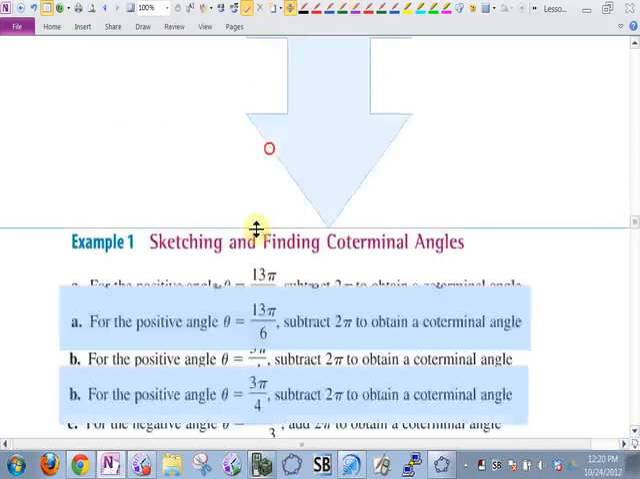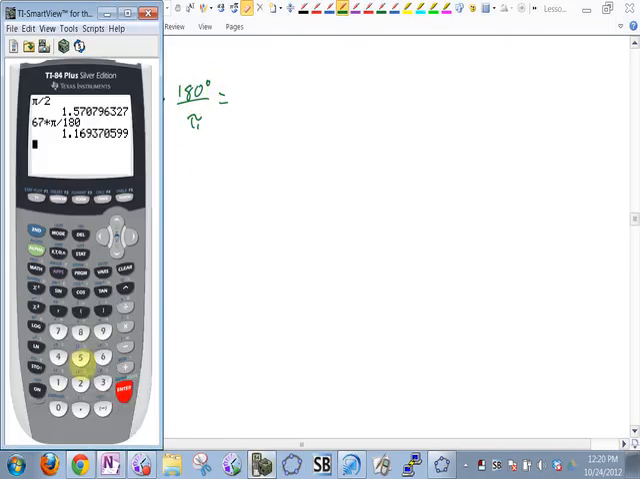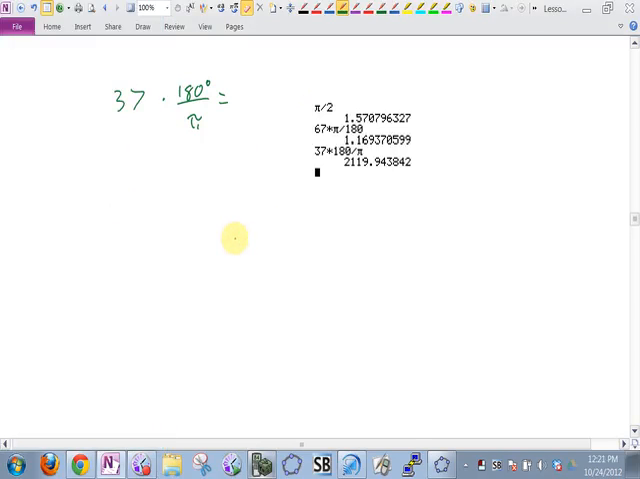Ooh, how about this? 37 radians. How many degrees is that? So here we multiply by 180 over pi. That's going to be gigantic. That is 2,119.94 degrees. That's massive.